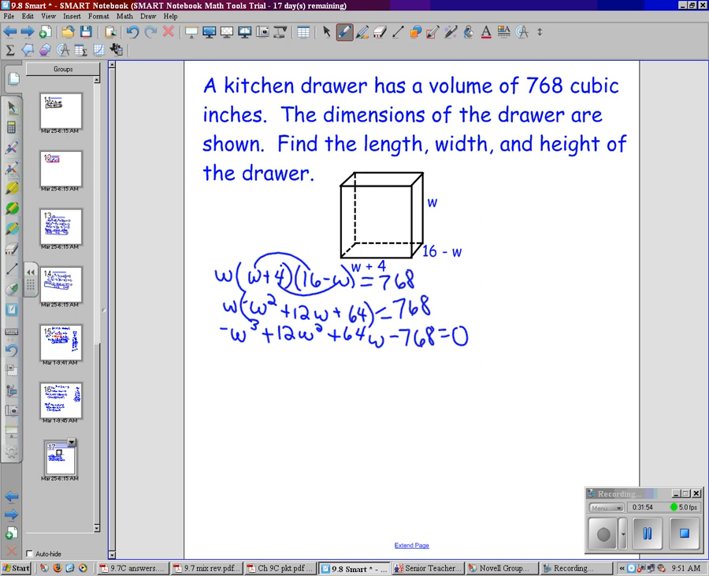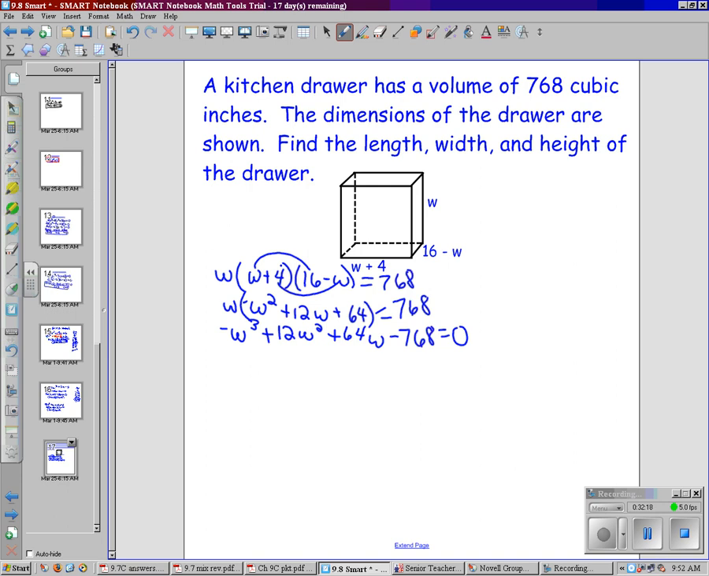Oh, wow. So, four terms. Is there a GCF I can take out? 12. Good luck. There's no 12 in the first term. Can't take a W out of all of them either. Oh my gosh. So what are we going to have to do? Factor by grouping.